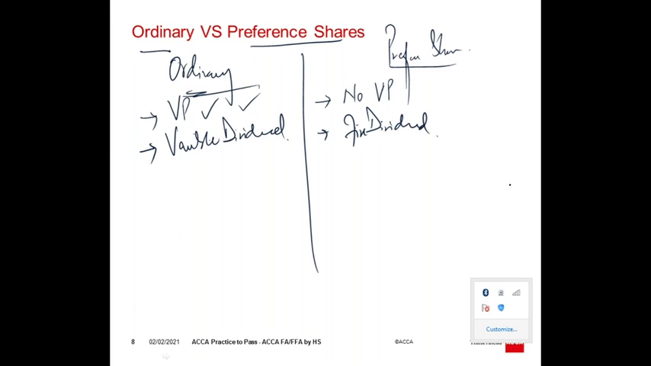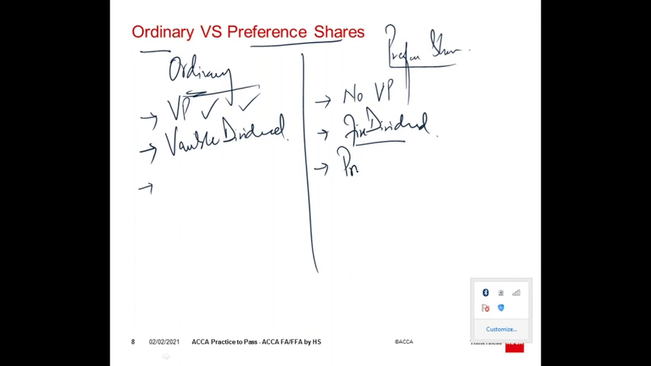Now, the concept is, what is dividend? Dividend means the share of the profit distributed to the shareholders. So whatever profit the company has earned, it has to distribute some of the profit to its shareholders, to its investors. This is the concept of dividend. The dividend is fixed for the preference shareholders, and dividend is variable for ordinary shareholders.